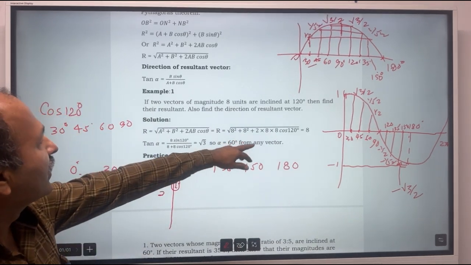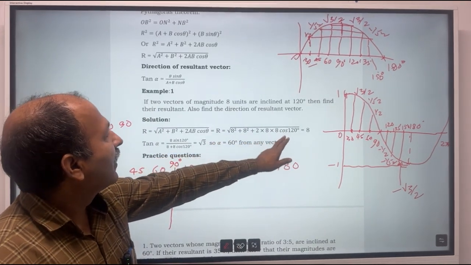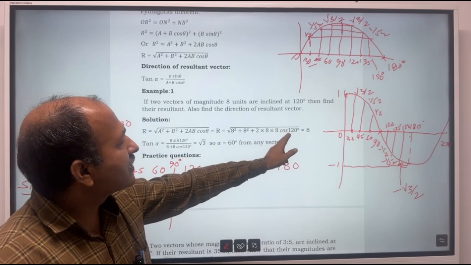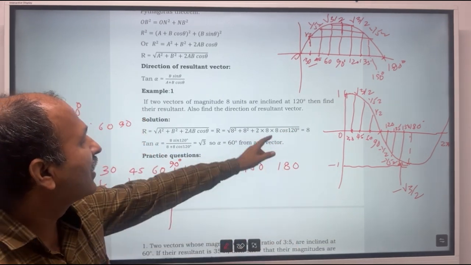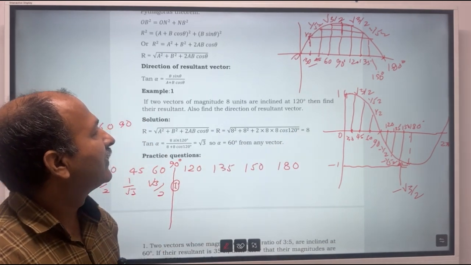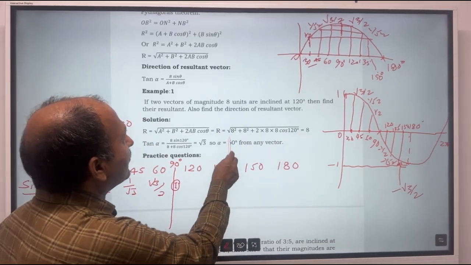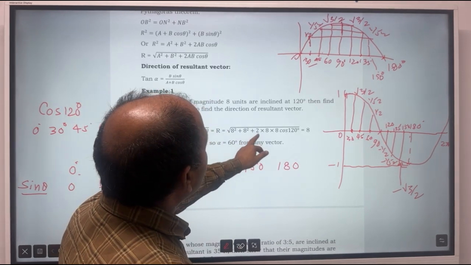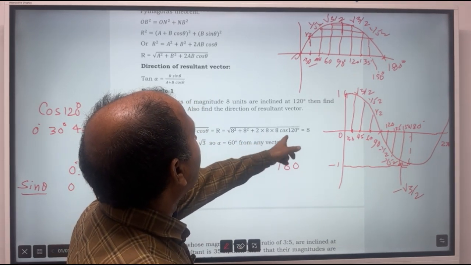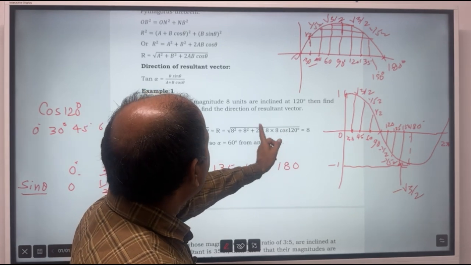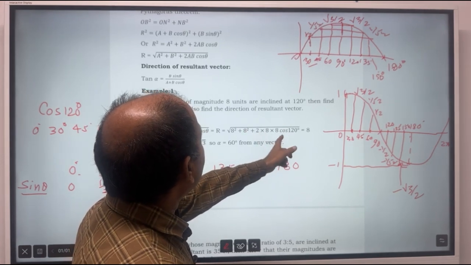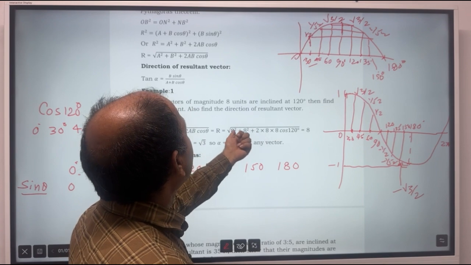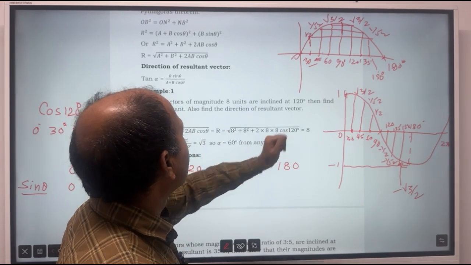The same thing is to be applied here, and after putting cos 120 degrees as -half, you will get 8, because 8 square plus 8 square plus 2 into 8 into 8 into -half, then the -half will cancel this 2, negative 8 square will be left, so 8 square will get cancelled and we will be left with 8 square, that gives 8.